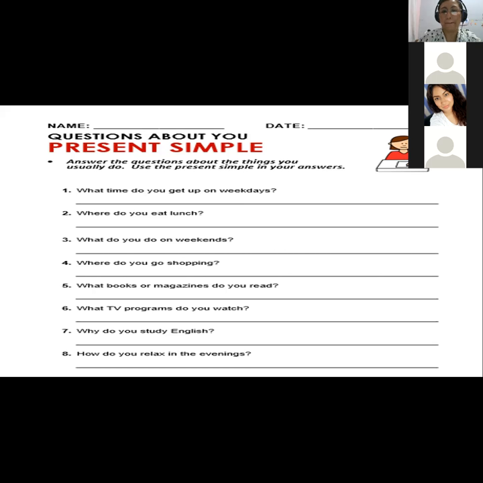Okay. What book or magazine do you read? I read technical books. Okay. What TV program do you watch? I usually watch the news. How do you relax in the evening? I relax listening to music. Okay, excellent, thank you.